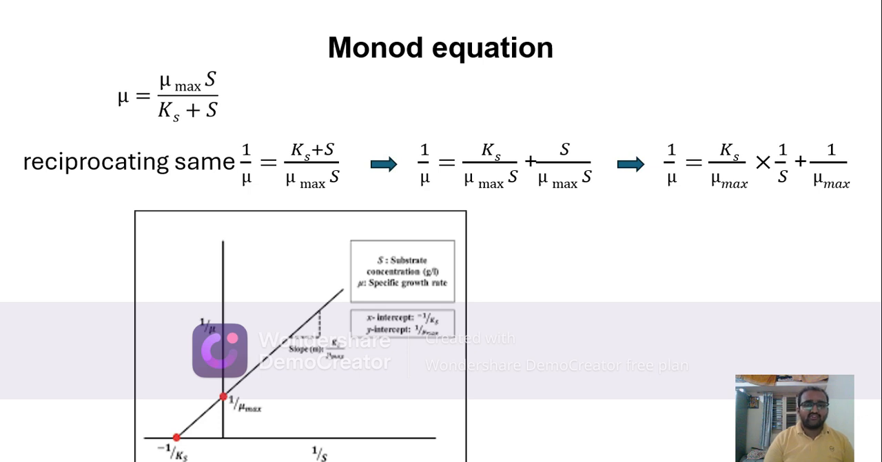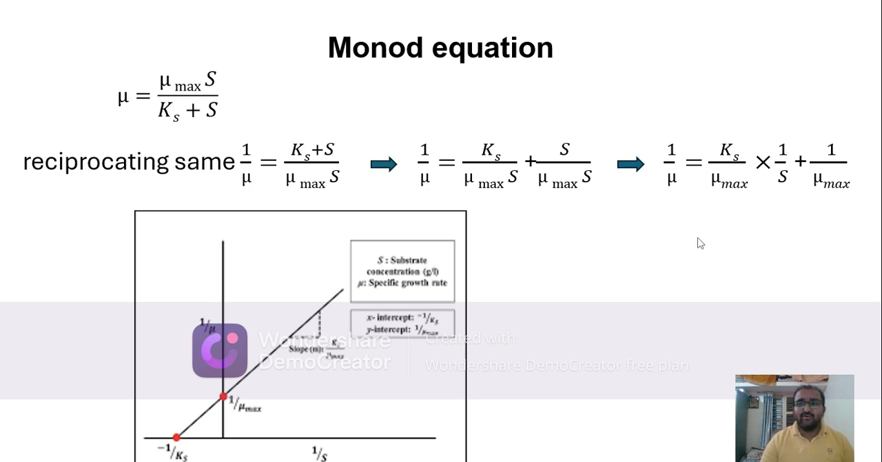using this Monod equation, once again we calculate the specific growth rate, that is, the maximum specific growth rate mu max and Ks. So after reciprocating the Monod equation, we get the equation as 1 by mu is equal to (Ks plus S) divided by (mu max into S). Simplifying this step further, the equation becomes 1 by mu is equal to Ks by mu max into 1 by S plus 1 by mu max.